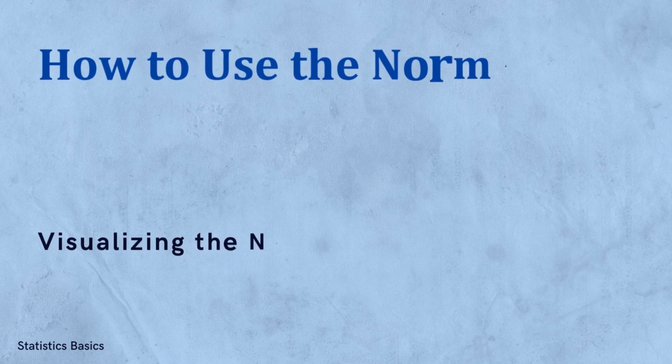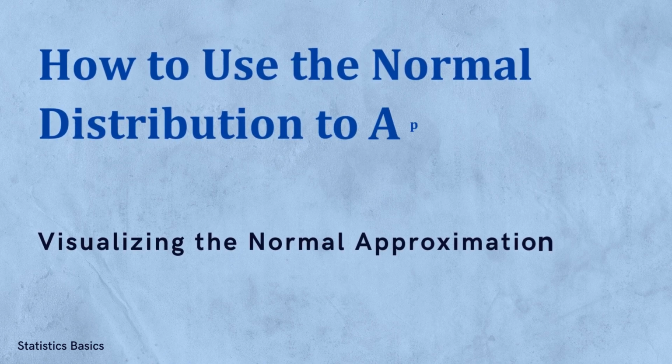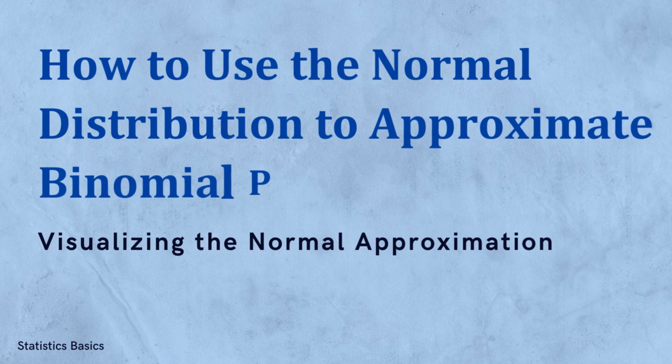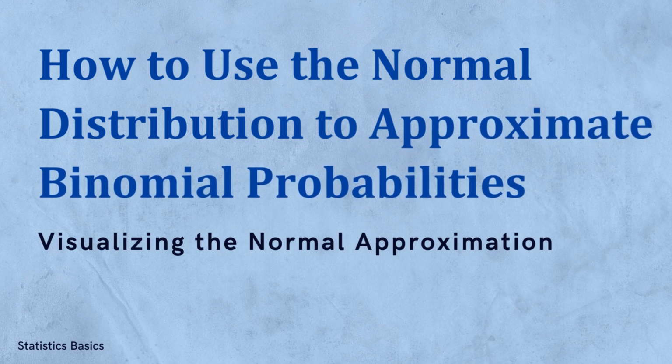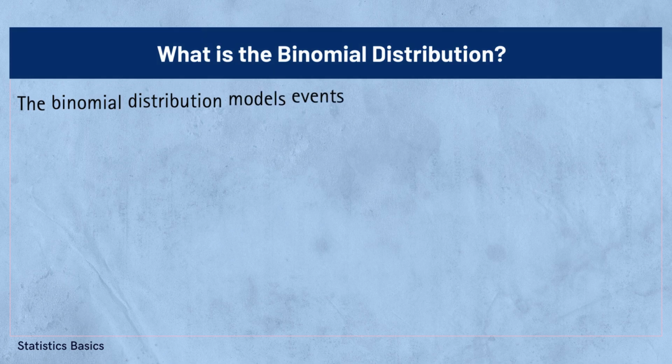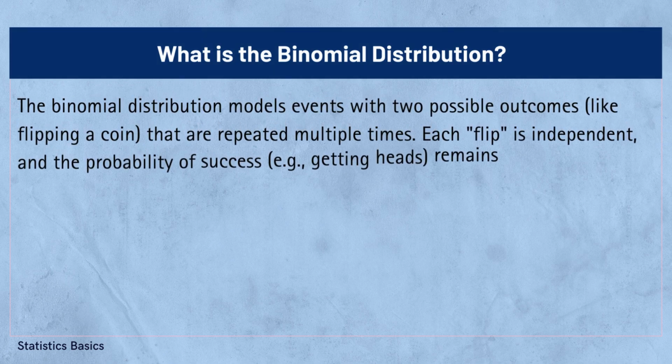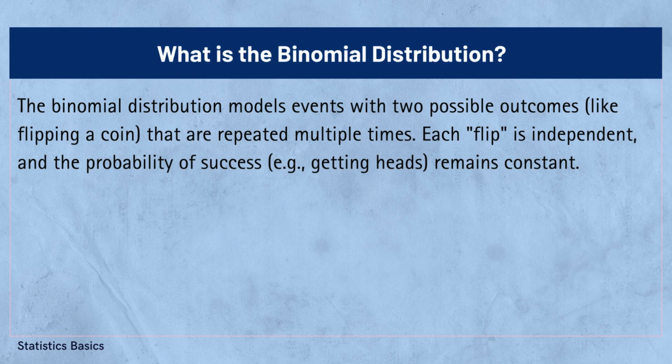In this video we'll explore how Excel can help us understand the normal approximation to the binomial distribution using visual plots. This is a handy technique when dealing with large sample sizes, making calculations easier. The binomial distribution models events with two possible outcomes, like flipping a coin, repeated multiple times with a constant probability of success. To learn more about the binomial distribution itself, check out the link above.